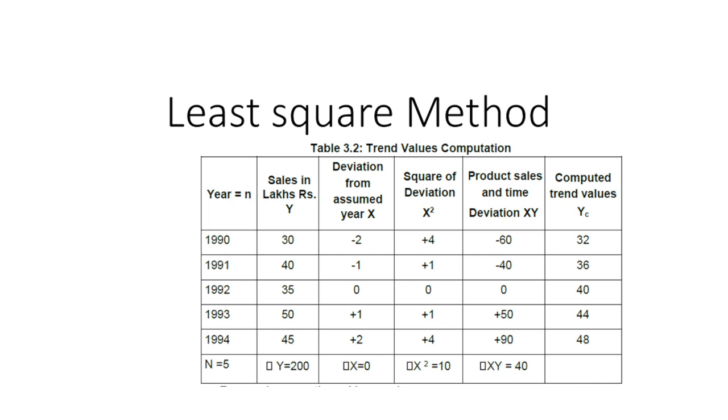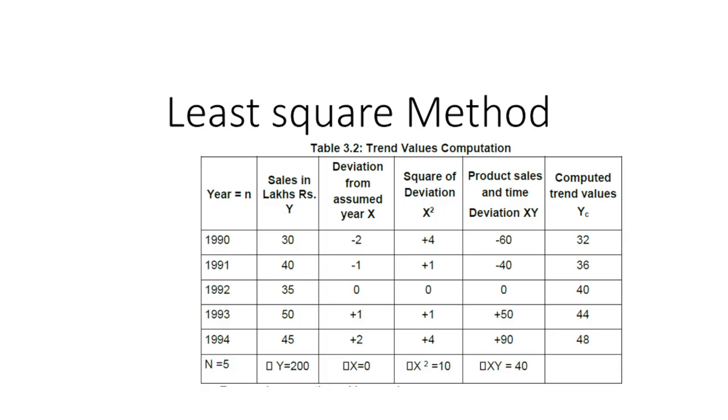So 1992 we are taking as 0, and from this value we are calculating the difference. For 1990, 1990 minus 1992 is minus 2. 1991 minus 1992 is minus 1. 1992 is 0. Like that it goes, and the summation of x is equal to 0. Now we have to find out x square. x square is 2 into 2 is 4, 1, and 0 into 0, 1 into 1 is 1, 2 into 2 is 4. Now the summation of x square is equal to 10.